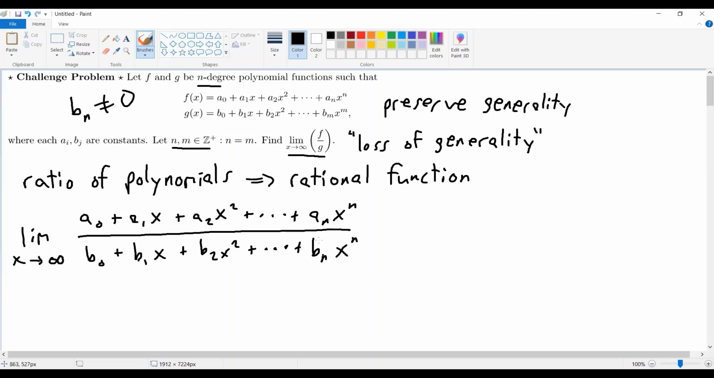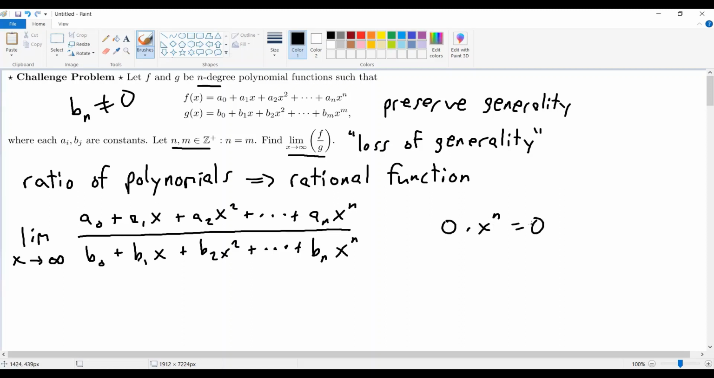Because if this was 0, then this would no longer be the degree. I think that's something that isn't explicitly stated, but can go under the radar because it's a little sneaky. So we don't have to worry about division by 0, because b sub n is impossible to be 0. Because if b sub n were 0, you would have 0 times x to the n.